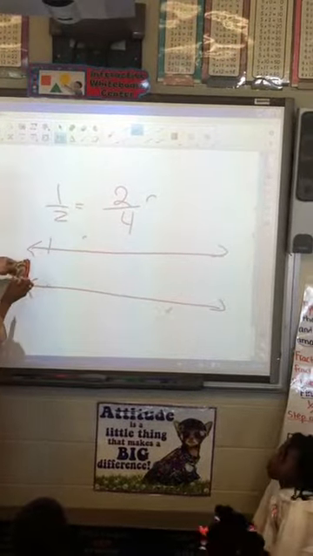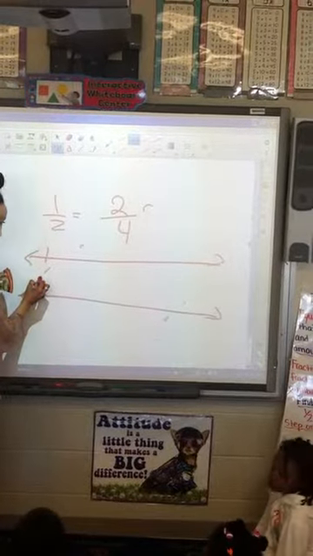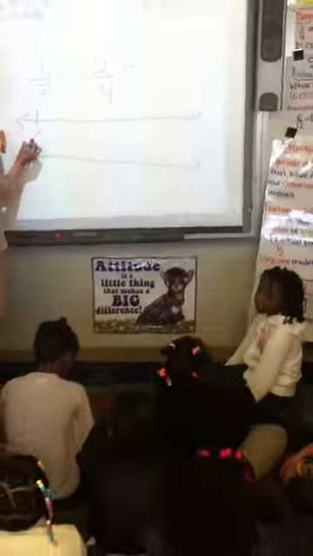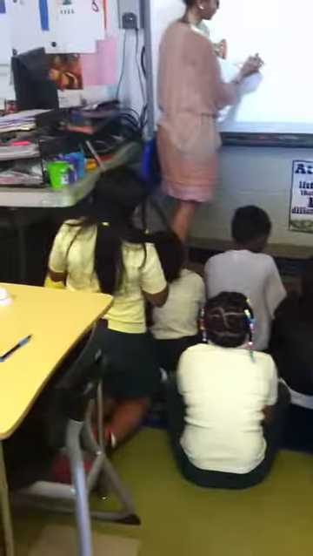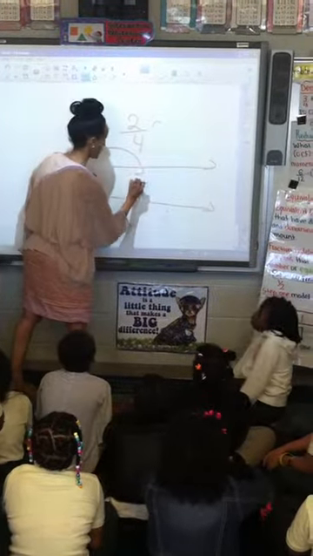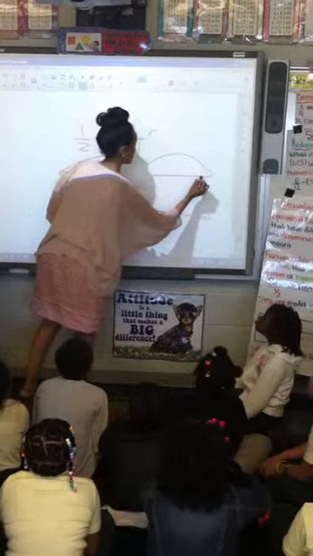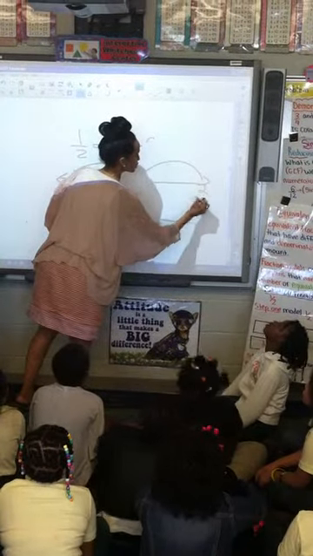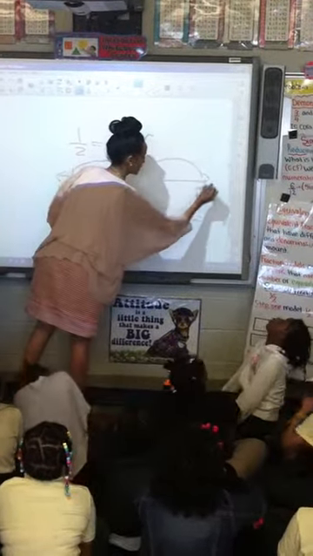Should I start from 0? Yes. Okay. Why? Because if you don't start from 0, you won't get the correct answer. All right. What would it be right here? 1/2. 2/2. 2/2 is equivalent to what? 1 whole.